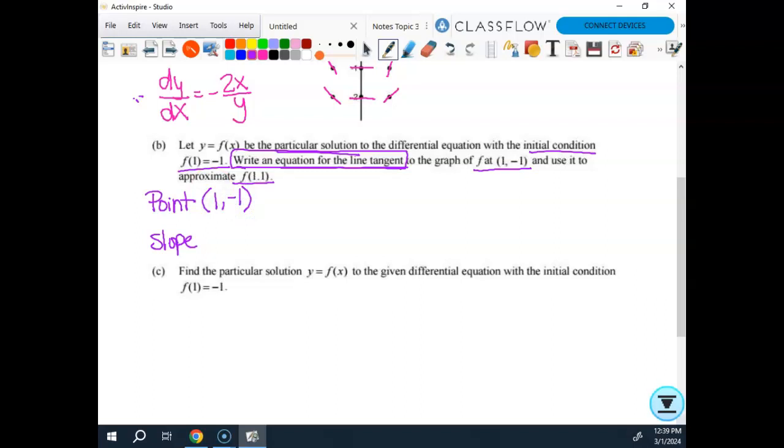And then our slope is the derivative evaluated at this point right here. So really, this is going to be dy dx evaluated at the ordered pair 1, -1. Have you already found that? You really did, right, when you did the slope fields? If you don't remember which one it is, that's fine. We can substitute this in, and we're going to get -2 times 1 over -1. And what does that give me? 2. All right, so write the equation of the tangent line.